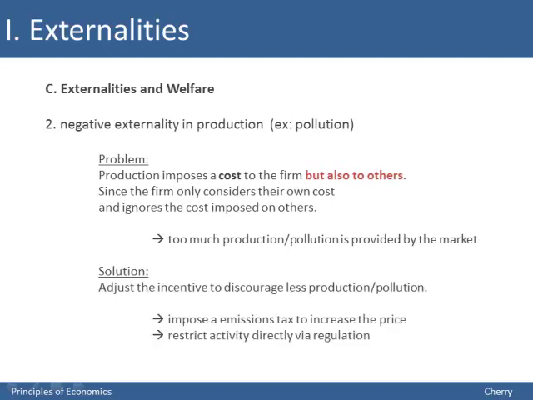And this is going to lead to too much production and too much pollution from this market. So the solution would be to adjust the incentive to discourage production and pollution. You can impose an emission tax or a pollution tax to increase the cost of that activity, to reduce the activity levels, or you could actually directly restrict the activity with regulation. Right? So essentially you're forcing the firm to take into account that external cost. And in that way, those taxes and regulations will make the market more efficient.